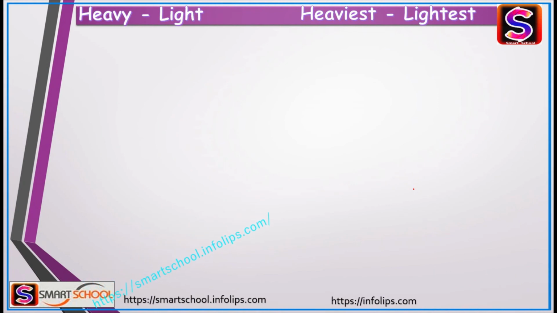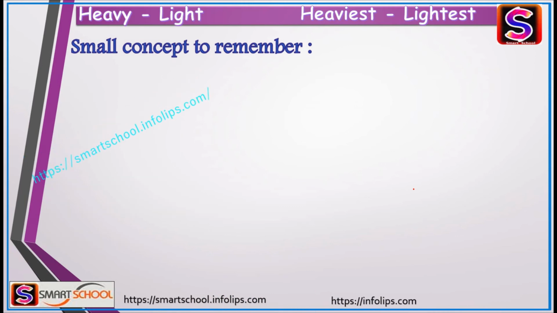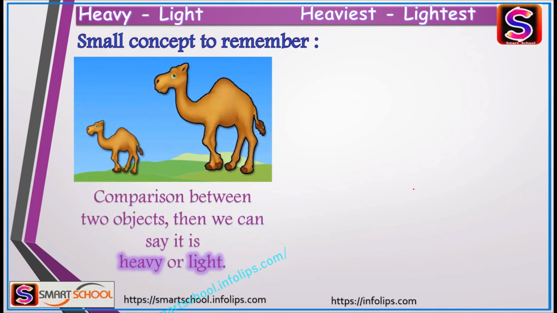Wow, see here, we will do both comparisons so we understand very well. This is a small concept to remember: what is heavy and light, and what is heaviest and lightest. See here, there are two camels. The first one is bigger and the second one is very small. We easily understand that this camel has more weight, so we can say it is heavy, and this camel has very little weight compared to this, so we say it is light.